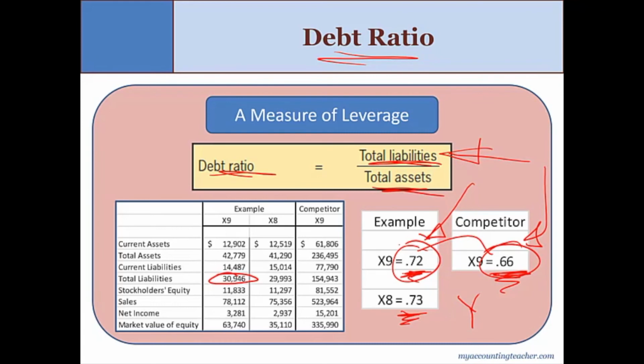In this case, we're fairly constant over time, 0.73, 0.72, but we need to drill down and say, why are we different than our competitor? Are they too low? Are we too high? Why?